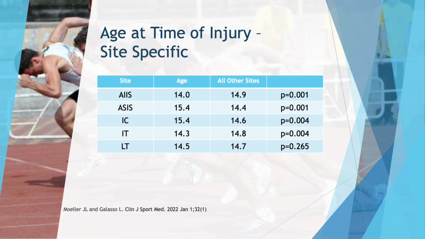We then compared age at time of injury, this includes both male and female, of one site to all other sites. We found that AIIS and IT avulsions occur at a significantly younger age when compared to all other sites, while injuries at the ASIS and iliac crest occurred at significantly older ages compared to all other sites. And this is consistent when you think about the timing of closure of the growth areas as we discussed previously.